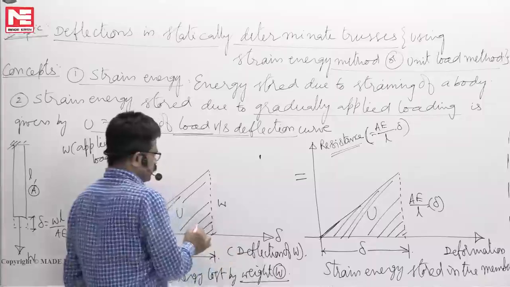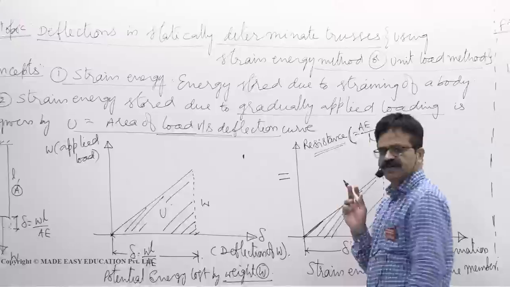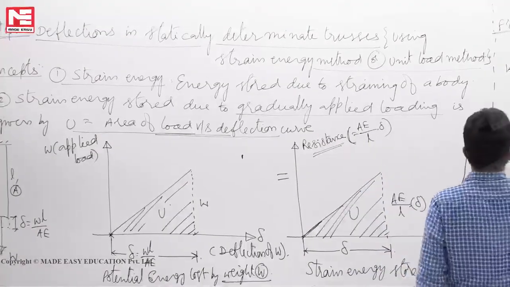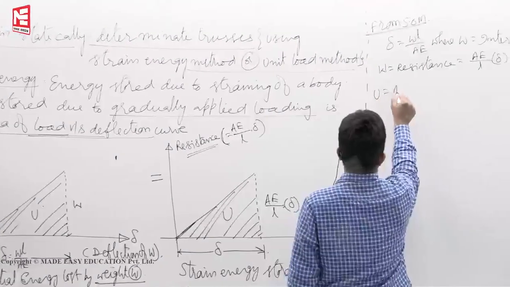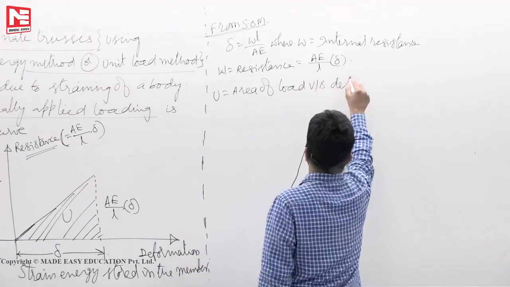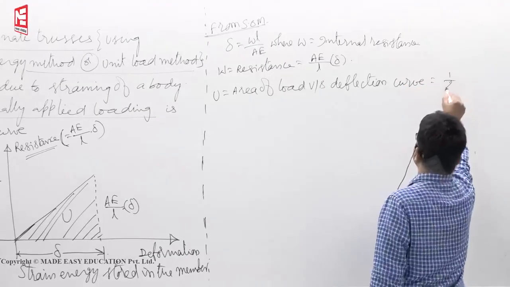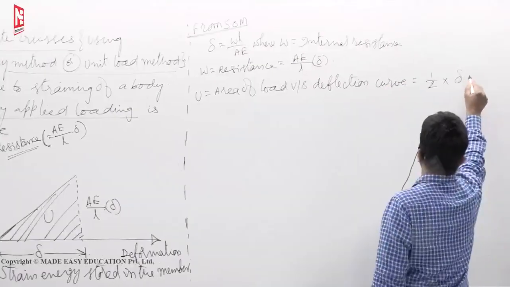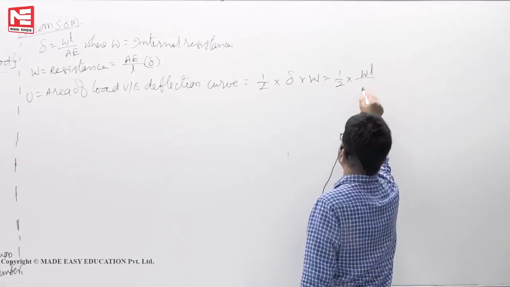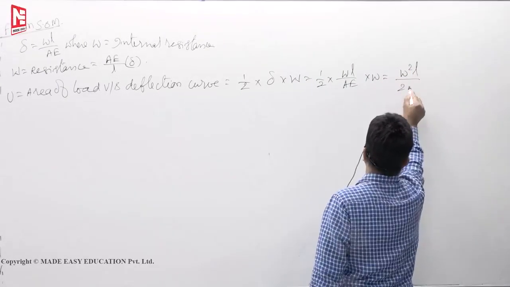Now this area is the potential energy lost, and this is the strain energy stored. Always they must be equal. Now you see, if you take the area of the load versus deflection curve, half base is delta, height is W. Half the deflection, with the formula we know WL by AE, into W. So you will get W square L by 2AE.